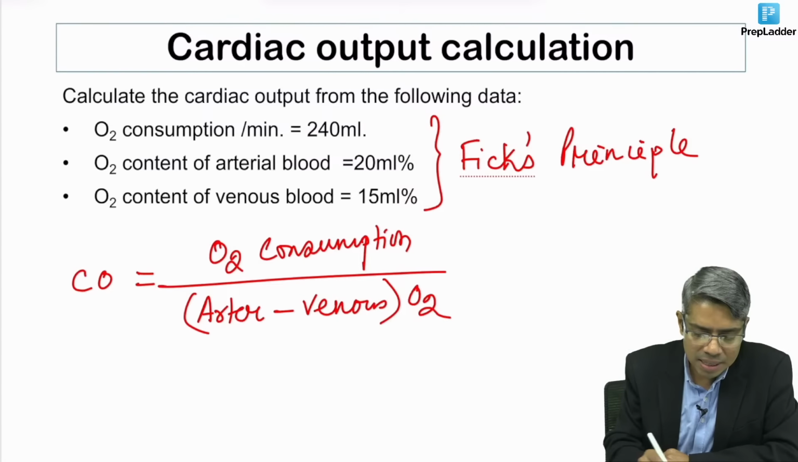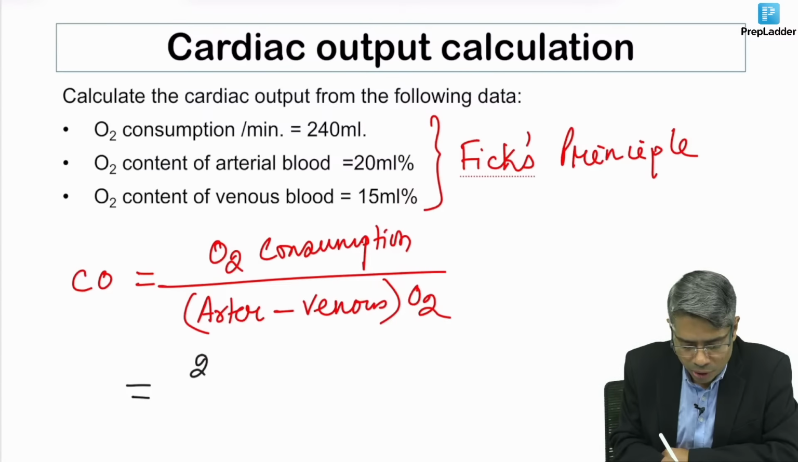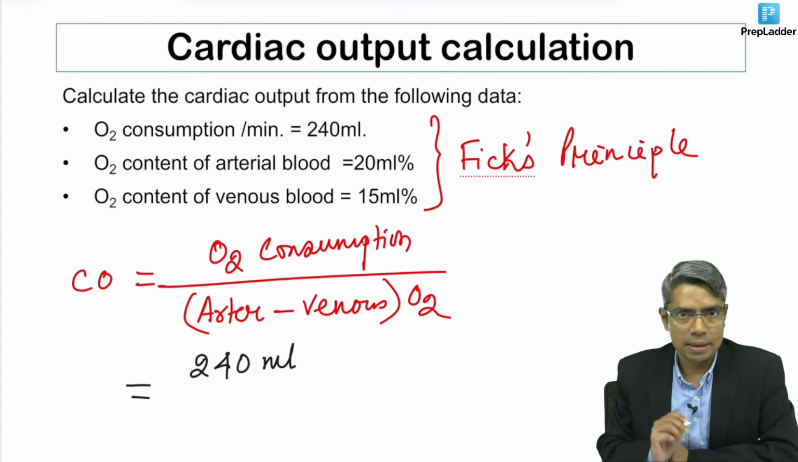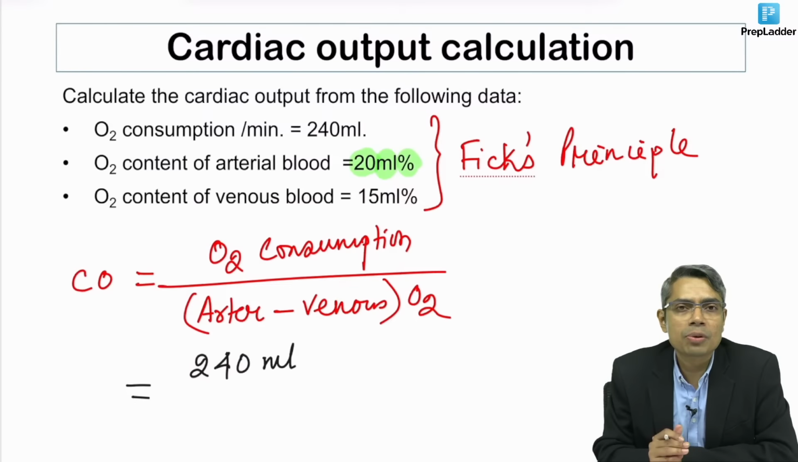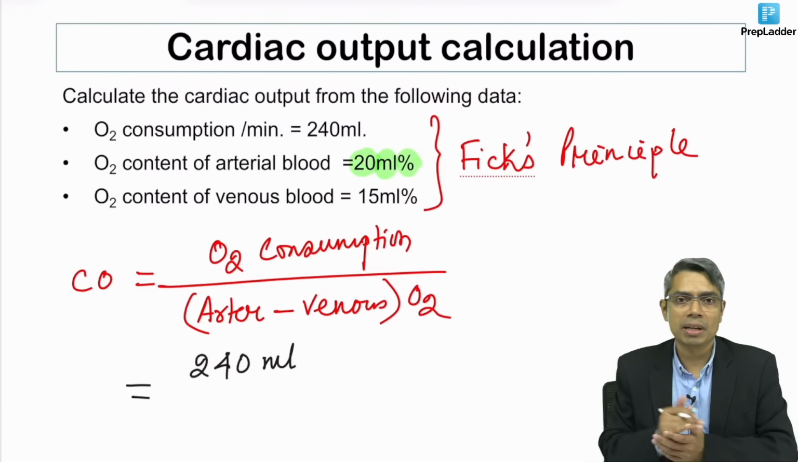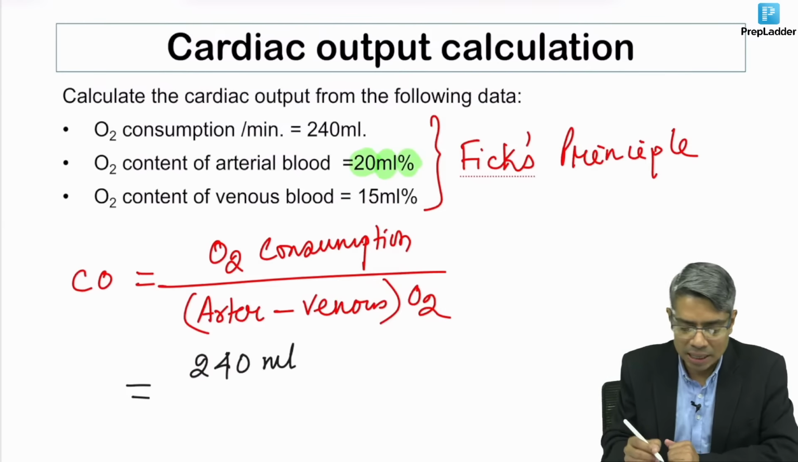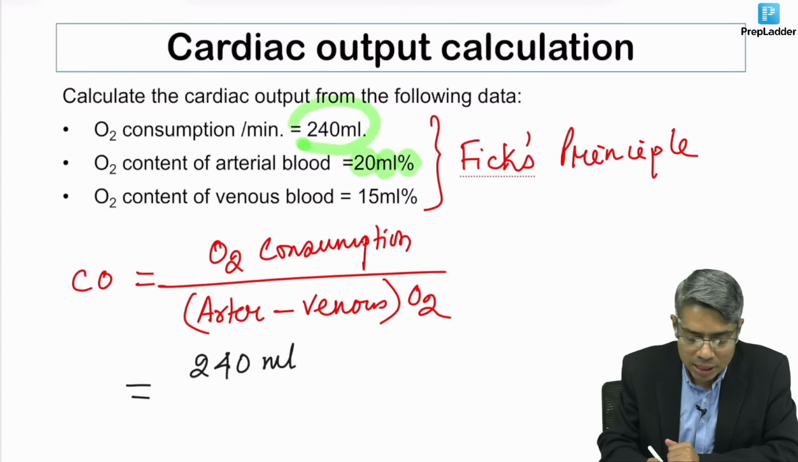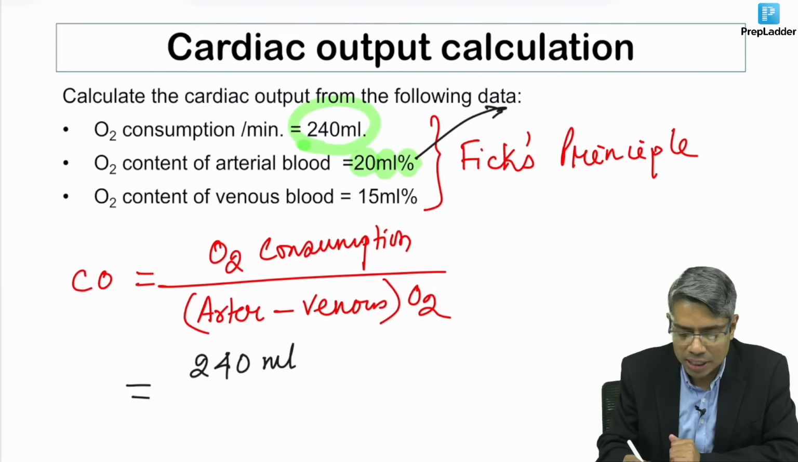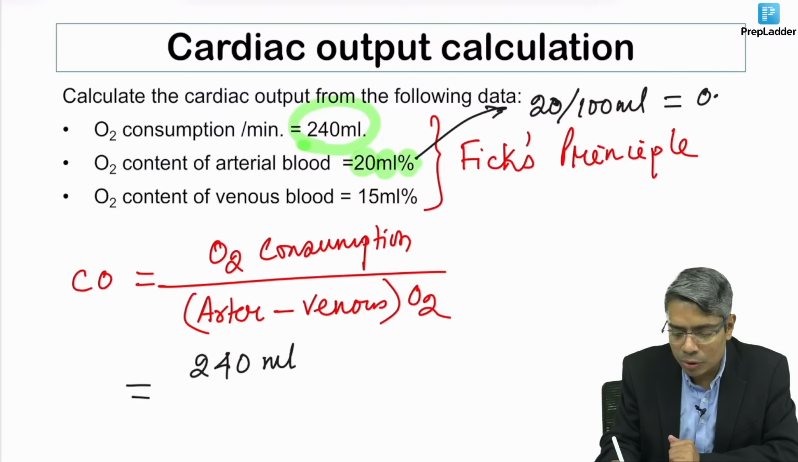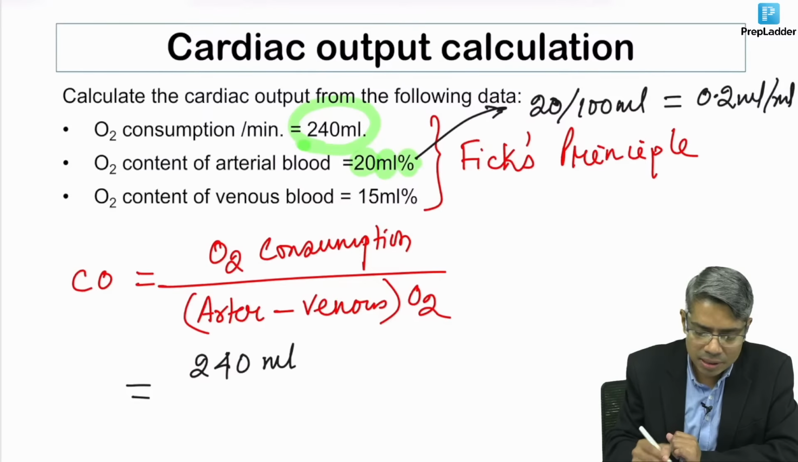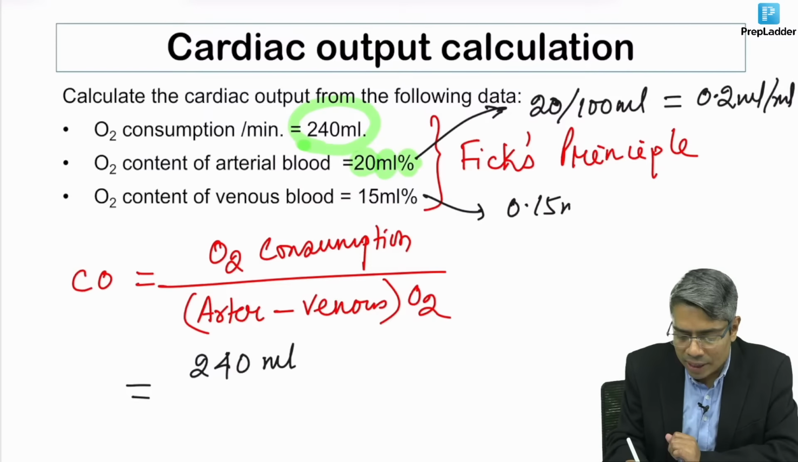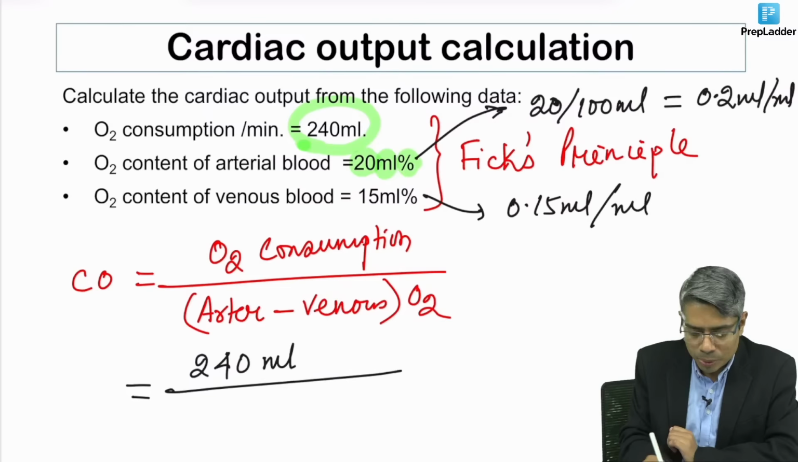So, oxygen consumption is directly given here as 240 ml. But look at arterial oxygen and venous oxygen, they have been given in 20 ml percentage. 20 ml percentage means 20 ml per deciliter of blood, 20 ml per 100 ml of blood. So, 20 ml oxygen is present in 100 ml of blood. Because the oxygen consumption is given in ml, I have to convert this oxygen into per ml. So, 20 ml oxygen per 100 ml of blood will be equal to 0.2 ml per ml of blood. Same way, if I convert this, this will be equal to 0.15 ml of oxygen per ml of blood.